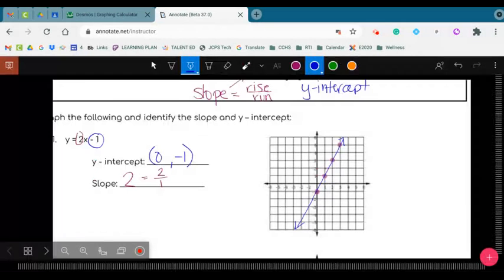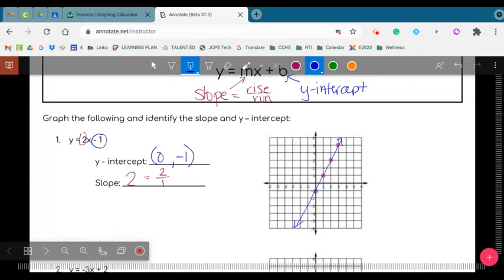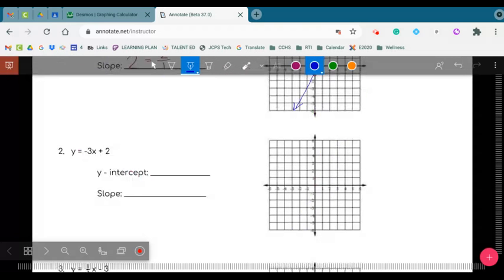And then make sure you have arrows on the end of your line. So that is how we graph whenever it is in slope-intercept form. So keep that in mind whenever we get into this.